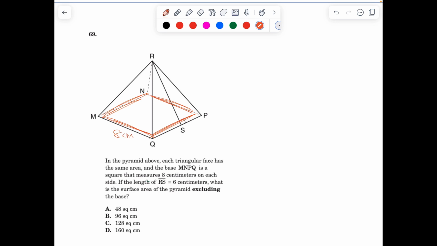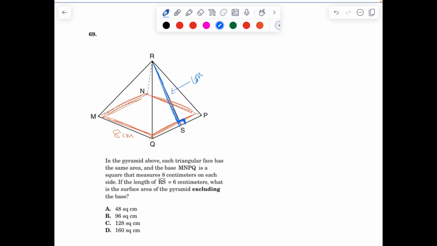If the length of RS is 6 centimeters, so RS, and as I highlight RS in blue, you'll notice that RS has this 90-degree angle symbol here. So I know that RS is the height or the altitude, and that is 6 centimeters. So I'm going to label that. And they want to know, what is the surface area of the pyramid excluding the base?